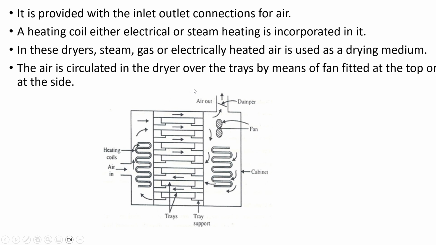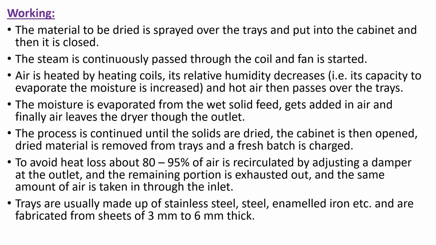Then for the air circulation, about 80 to 95% of air is recirculated using a damper. Then this saves heat and energy. Remaining moist air is exhausted outside from the outlet. Then after drying, the cabinet is opened, dry material is removed, and fresh wet material is loaded. So it works batch-wise.